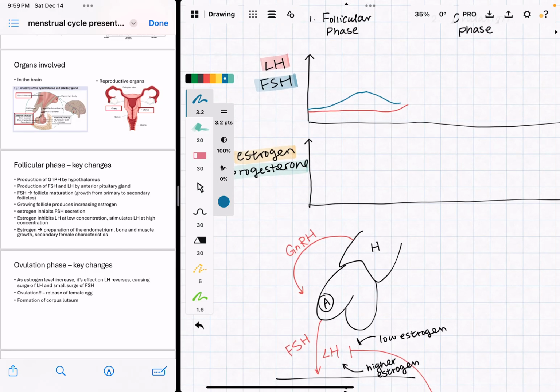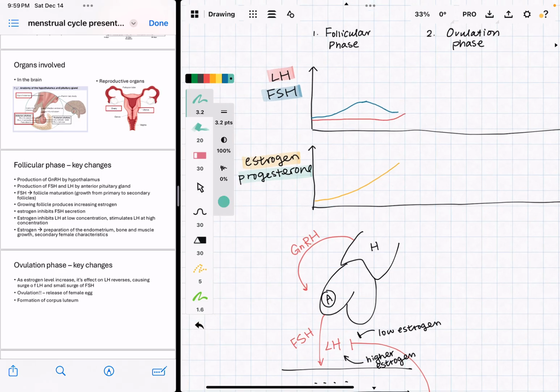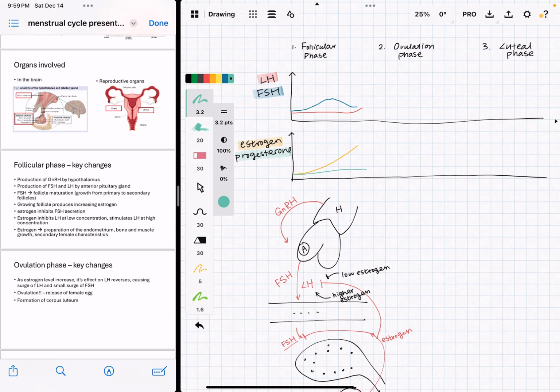Okay, and what about estrogen? Yep, nice and simple. Estrogen is going to increase continuously throughout follicular phase. And what about progesterone? We haven't really talked about progesterone, but in follicular phase, it's just going to stay nice and low. Okay, does everything make sense?